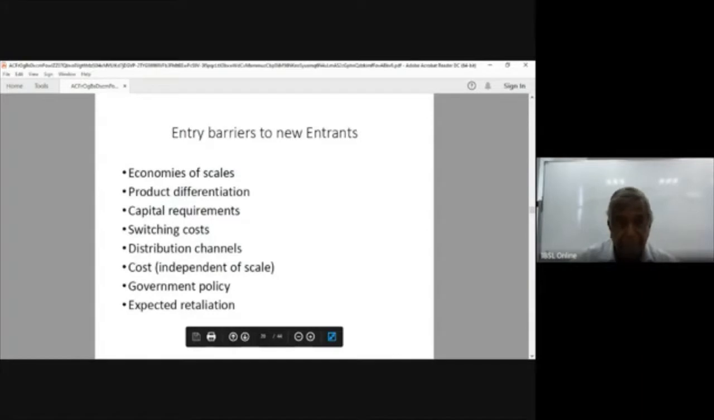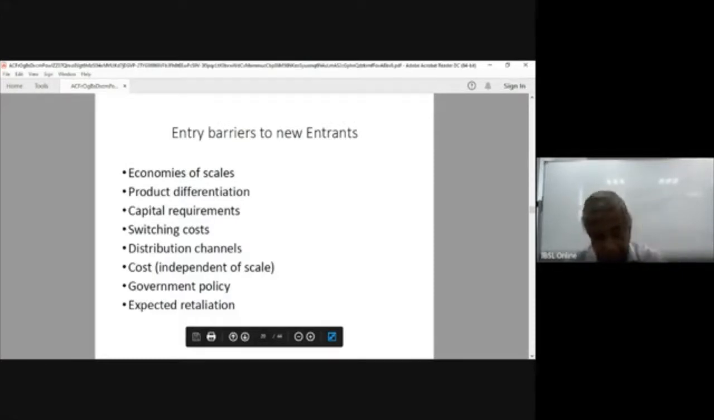We call it entry barriers to the new entrants. So there are entry barriers, and they prevent new entrants from coming into the industry. There are so many entry barriers: economies of scale, product differentiation, capital requirement, switching costs, distribution channel cost, then government policy, expected retaliation. These are the factors that prevent the new entrants from coming into the industry. They won't allow new entrants in. So since the new entrants are not coming into the industry, there won't be any change in the competition level of the industry.